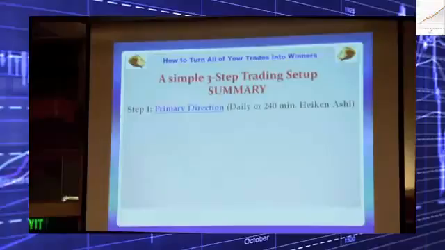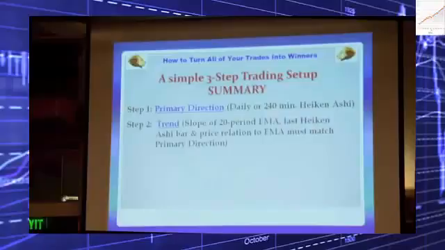Step number 1, primary direction on a daily or 240-minute Heikin-Ashi chart. Step 2, trend. Slope of a 20-period moving average, either up or down on a Heikin-Ashi chart. You look at the price in relation to the actual line of the moving average. If it's above it, slope is up, the trend is up. If the price is below the line, slope of the line is down, it's down. It cannot be any more simple than that.